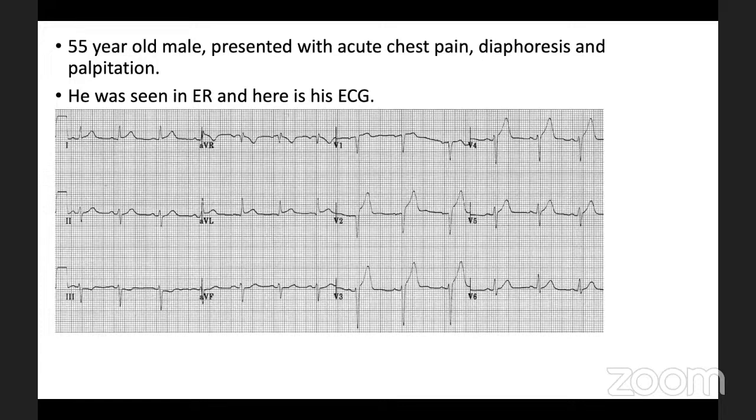It's 2, 3, and AVF. For an inferior STEMI, it's basically 2, 3, and AVF. Okay. And then you would have ST elevation, prominent ST elevation, in those leads.